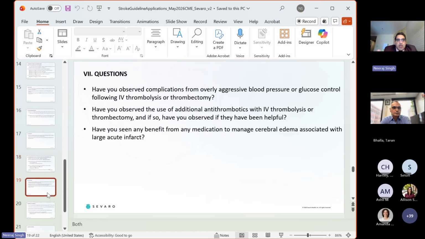I just want to check with you, Dr. Bhalla, if you have observed any complications from any aggressive blood pressure or glucose control after IV thrombolysis or thrombectomy in some of your patients. Yeah, I think what time has taught us is that we can't be too aggressive about this, right? There's a period of loss of autoregulation that happens in and around the reperfusion window as blood is restored to that vascular bed. And it used to be that we were relatively aggressive, making sure we get the blood pressure down.